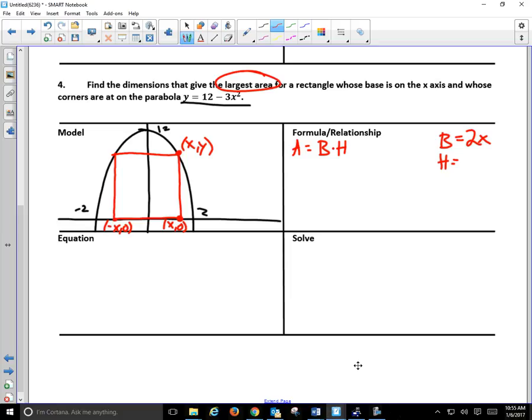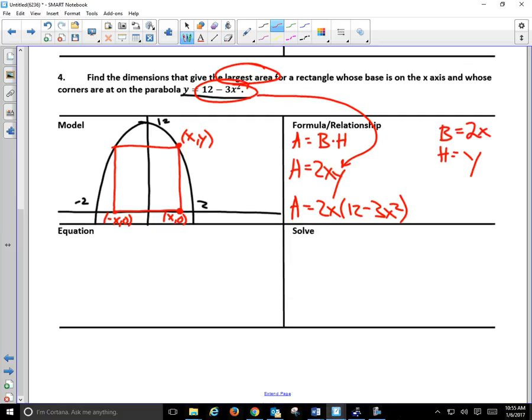So what about the height? Y. So now the area is equal to 2x times y. Well, shoot, now I still got 2 variables for crying out loud. You can see this one. We have y. What is y? Y is 12 minus 3x squared, folks. Did the same problem last year, but now we're going to do it using calculus. So this is my equation. Area in terms of x is equal to 24x minus 6x cubed.